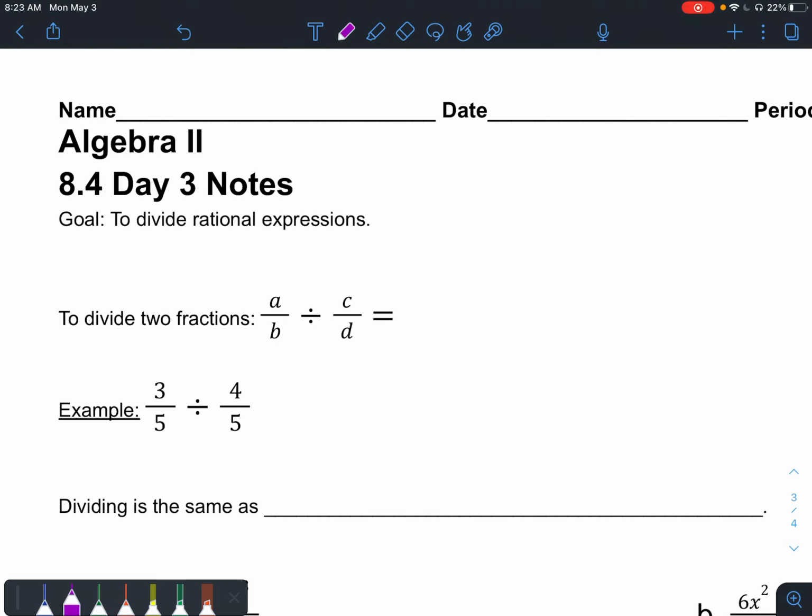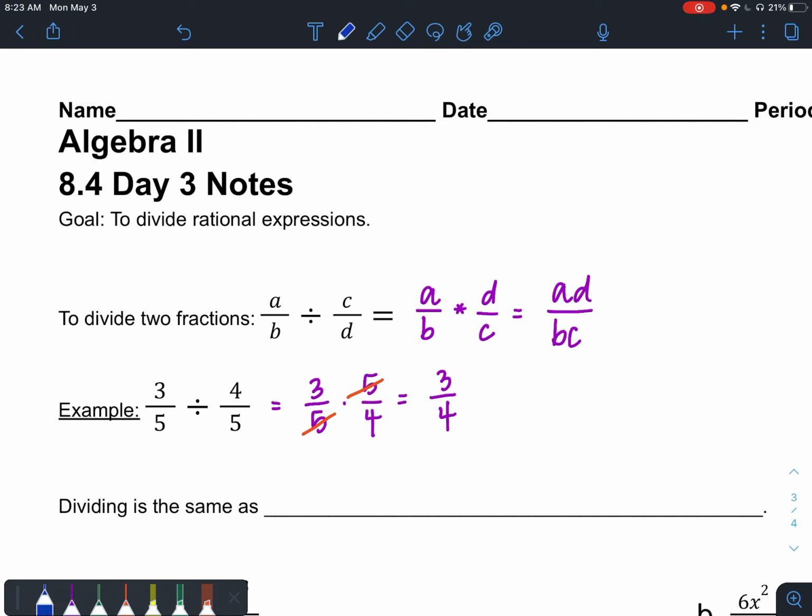Okay, so to divide two fractions, I'm going to have A over B divided by C over D. A over B divided by C over D is the same thing as times D over C. So we get AD over BC. So for this one here, 3 over 5 divided by 4 over 5 is 3 over 5 times 5 over 4, which is the same thing, if we cancel these, as 3 over 4.